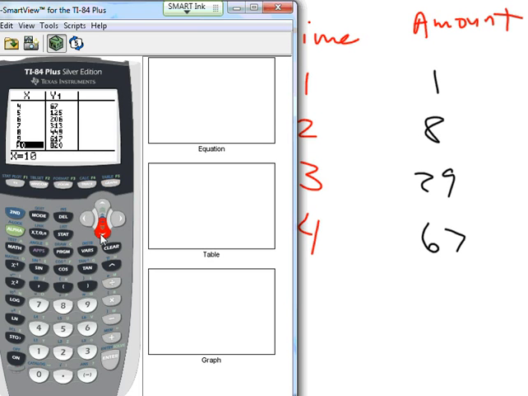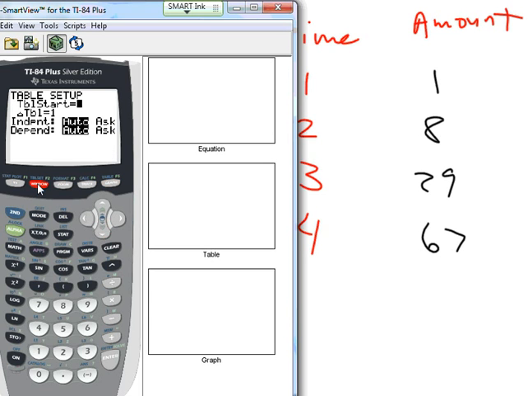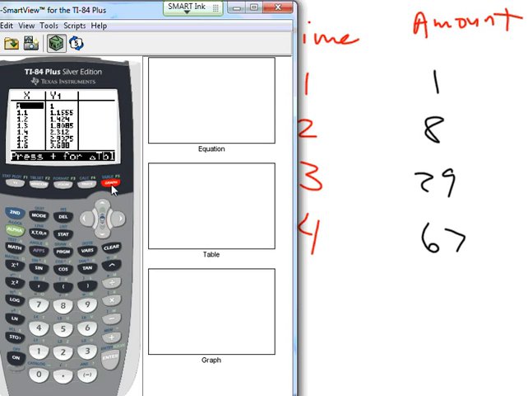What if they needed 4.3? Mine doesn't count by 0.3s. How do I make it count by 0.3s? Table settings. Second, table set. I have my table starting on 4 right now. I'm going to have it start on 1, and then I'm going to have it count by not ones, 0.1s. And then I hit table. And now my table counts by 0.1s. So if I wanted like 1.5, then I know the answer would be 2.9.